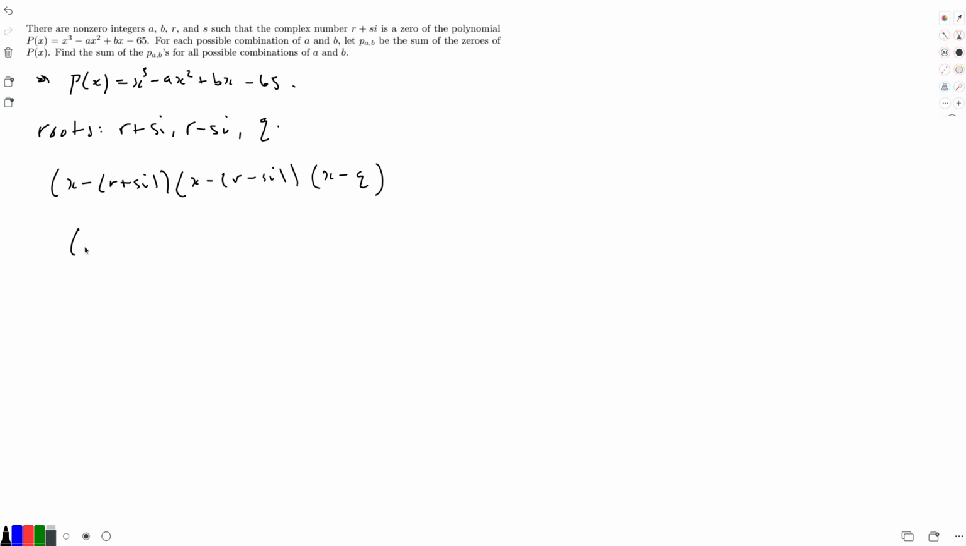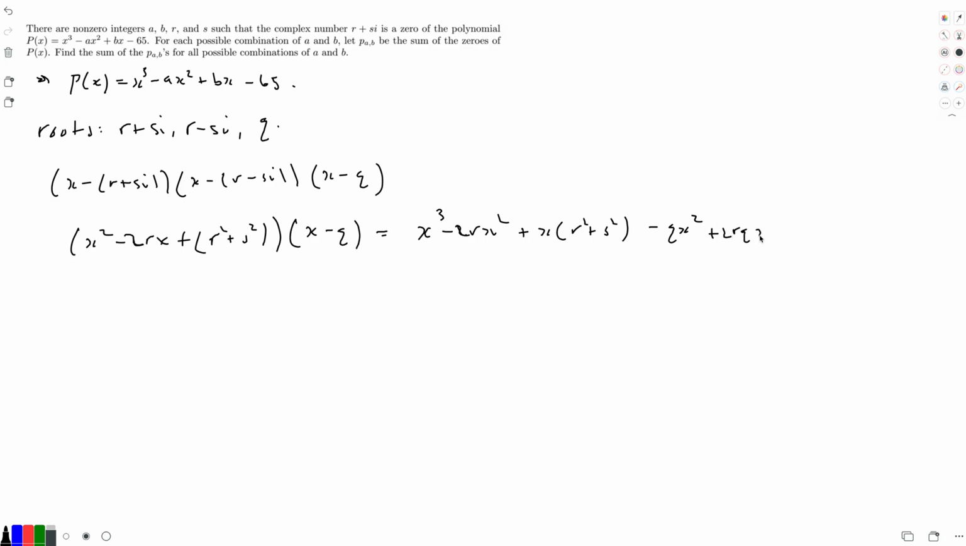Expanding this out will give us x squared, and then this is negative x. Factoring out the negative x will give us 2r, so negative 2rx. And then this will give us r squared minus s squared, r squared plus s squared. And this is times x minus q. Just make sure x, yep. And then let's multiply this out to get x cubed minus 2rx squared, plus x times r squared plus s squared, minus qx squared, plus 2rqx, minus q times r squared plus s squared.